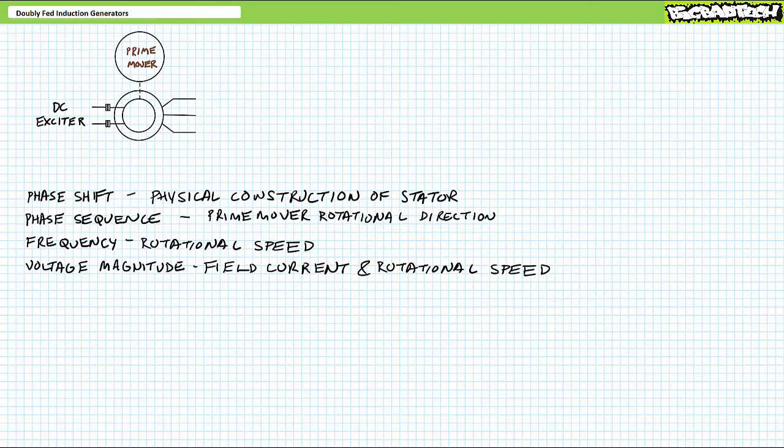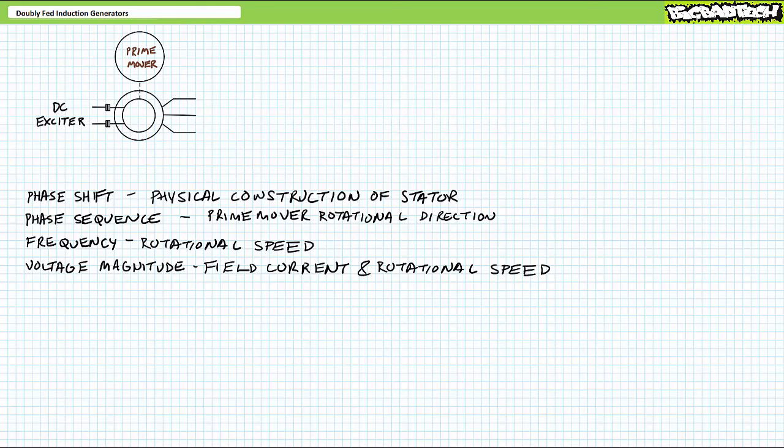Viewers are no doubt familiar with traditional synchronous generation, whereby a DC source known as an exciter establishes a fixed electromagnet on a rotor, and then some external mechanical power source known as a prime mover, like moving wind, falling water, or expanding steam, turns the rotor inside a set of stator windings.